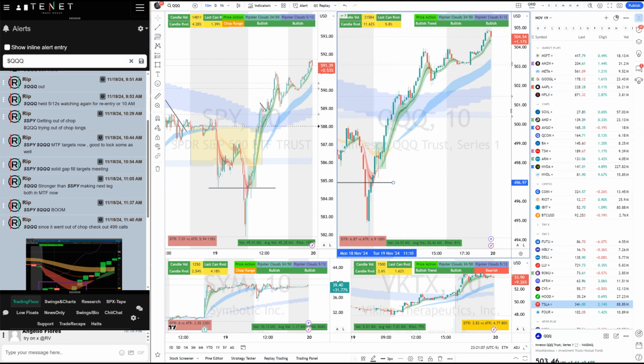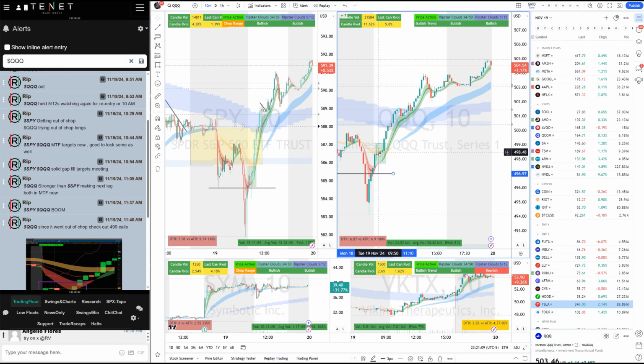So after that, we didn't really do anything on the QQQs because it was choppy, up, down, up, down. I was out. You see, I was out at 9:51. But as soon as I see it pushing over the EMA clouds, pushing out of this consolidation, that's when I said it's getting out of the chop, because it was a chop.